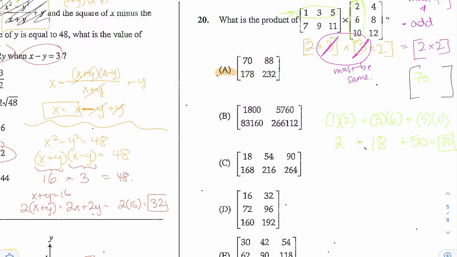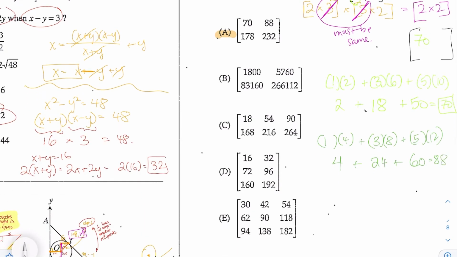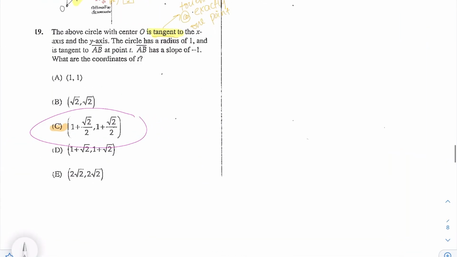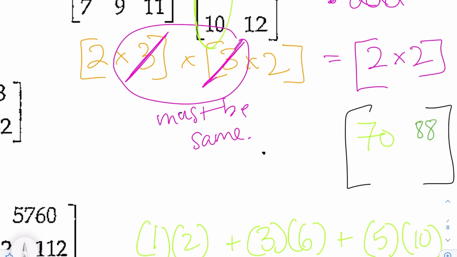Right, and then for the next set, you're going to have to do 1, 3, and 5. And now you move on to the next column, which is 4, 8, and 12. You have 1 times 4 plus 3 times 8, the middle numbers, plus now 5 and 12. That's going to be 4 plus 24 plus 60. That will be 88. So that's going to be this number on the top right here.